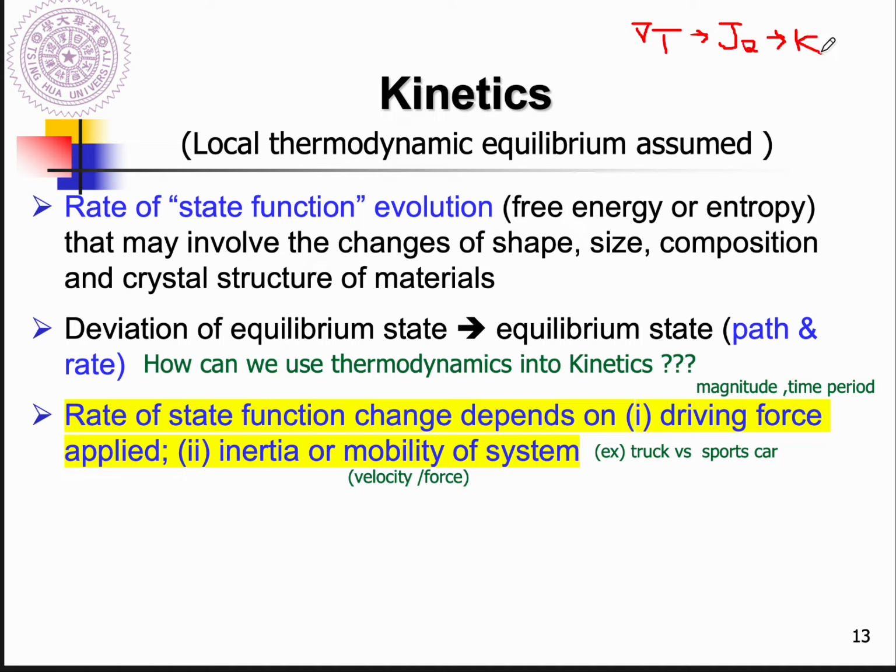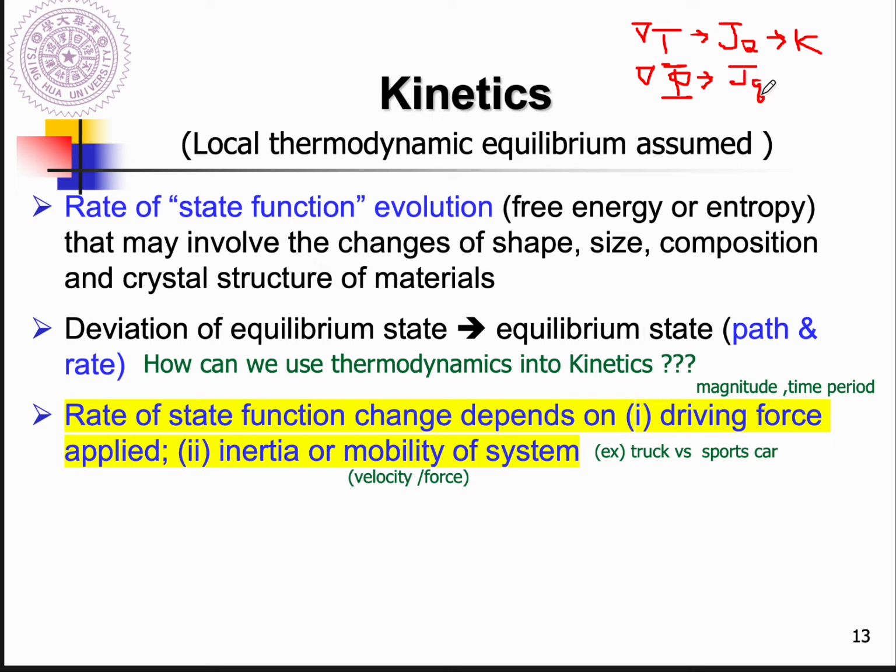So here in this case, the driving force will be a temperature gradient, and the inertia of the system will be the thermal conductivity. The other is that if I apply an electrical potential across the two ends of the metal bar, then that will generate the current, right? Current.